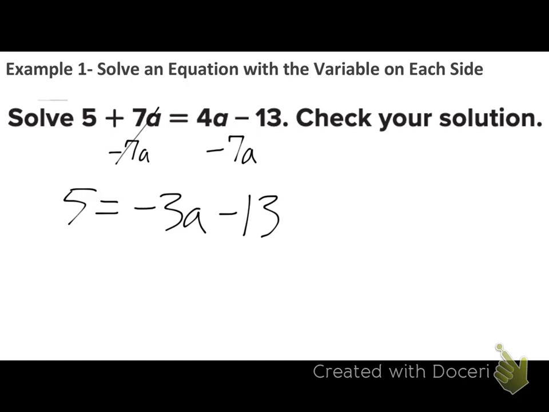Do I have all my variables on the same side of the equation now? Yeah, they're all on the right side. After I get my variables to one side, I want to get my constants. What's a constant?